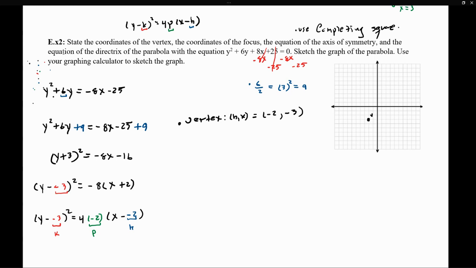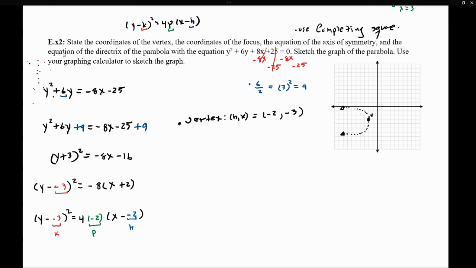Now, what's the value of my focus? Well, let's see. If this is the standard form, notice that y is being raised to the second. So therefore, I have a parabola that is facing either left or right. But I notice that p has a negative value. So therefore, my parabola should be opening some direction to the left-hand side. So therefore, my focus should be somewhere in here.